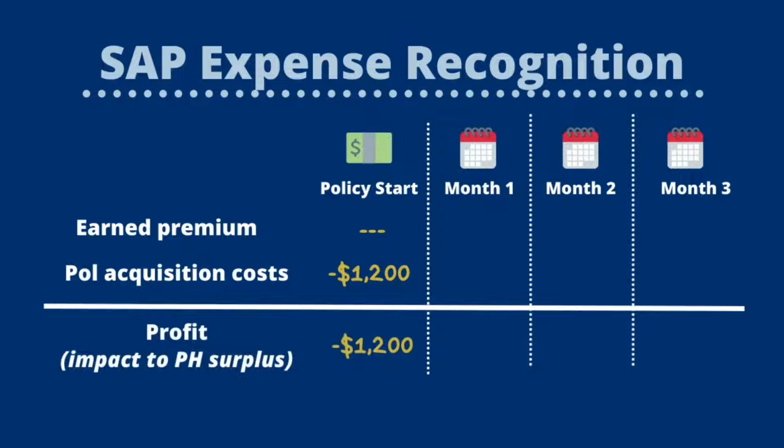Recording only the expenses will negatively impact your PH surplus because you have used up some of your resources to pay for those costs, leaving you with less funds available for your financial safety cushion. So, at the beginning of your policy, your PH surplus will take an immediate but temporary hit from the policy acquisition costs, but as you earn the premium income slowly over time, that income will replenish that PH surplus again.